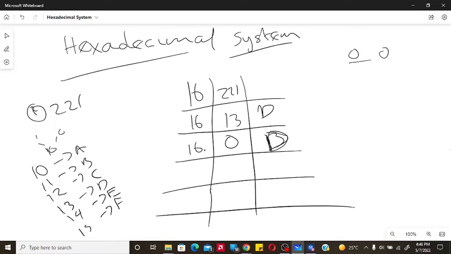Then you continue dividing. 0 divided by 16 is 0, remainder 0. So we have reached the point of 0. Then you read your number from bottom to top, and that gives you a 0, D, and D. This is a 0, by the way. So 0DD, that's your answer.